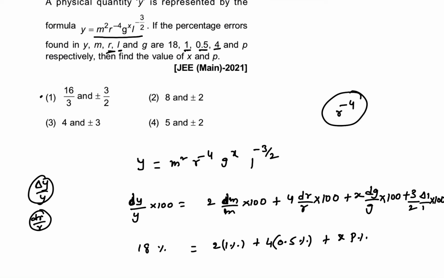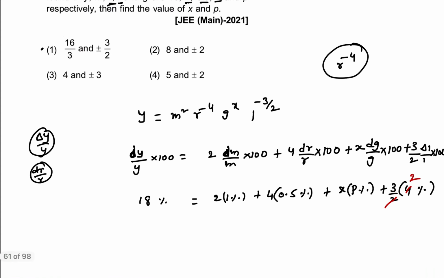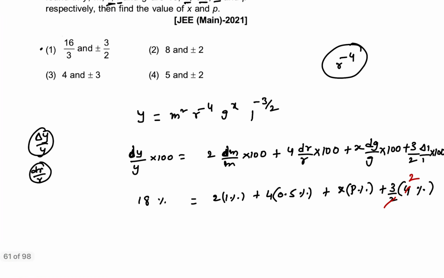Plus next, for g you don't know the x value, and dg by g they have given as p percentage. Plus 3 by 2 into l value they have given as 4 percentage. We can write it as 4 percentage here. In the first and last case, the 4 and 2 get cancelled, 2 times.